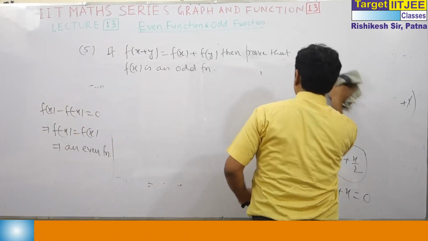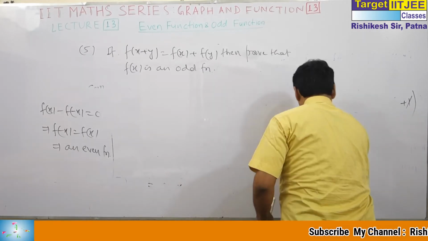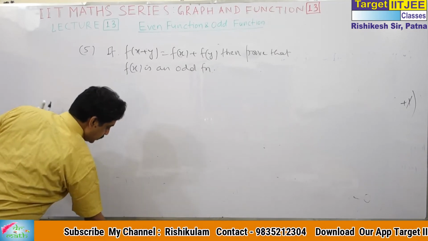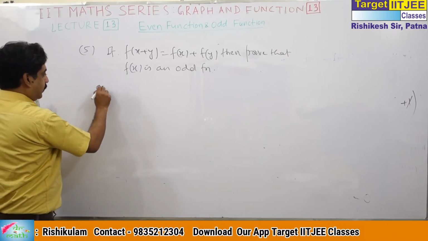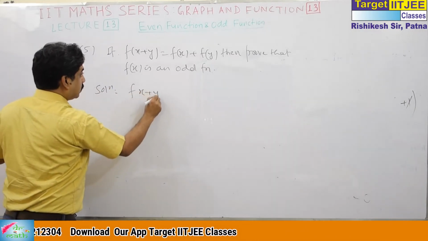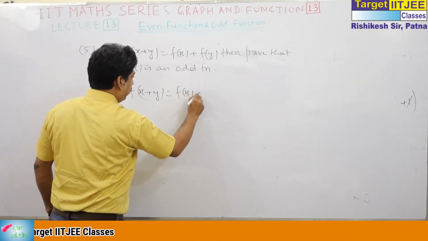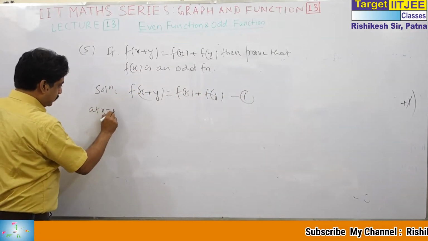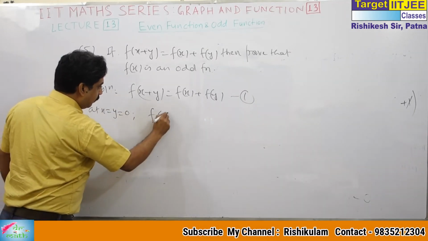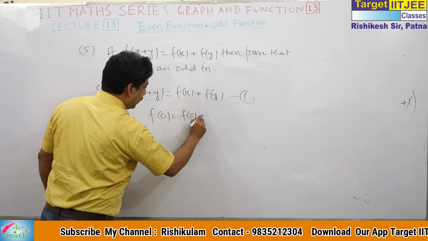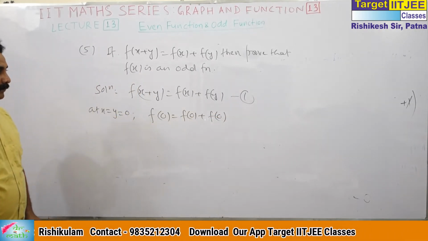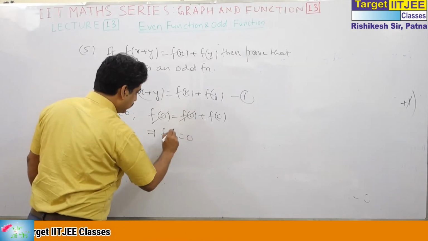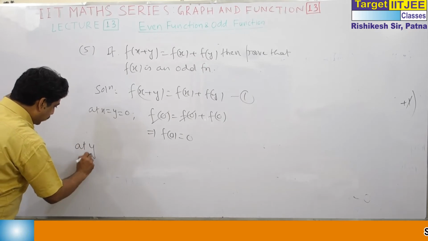This is important. Now, for such functions, what do we do? f(x plus y) equals f(x) plus f(y). This is one. And x is equal to 0, y is equal to 0. What do we get? f(0) is equal to f(0) plus f(0). 0 plus 0 is 0. We can cancel this one. So f(0) is equal to what? 0. Now, add y is equal to minus x.